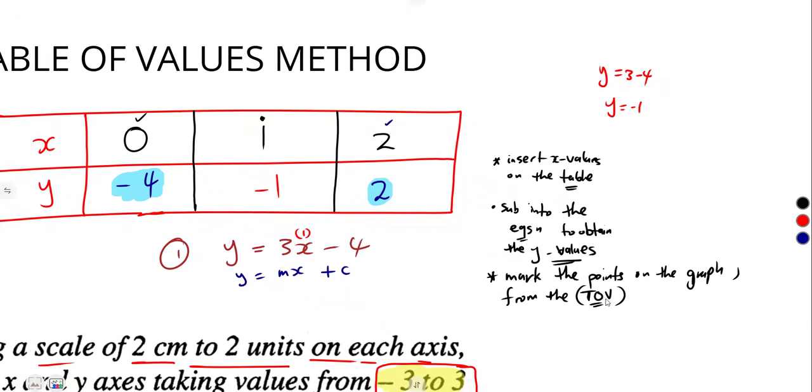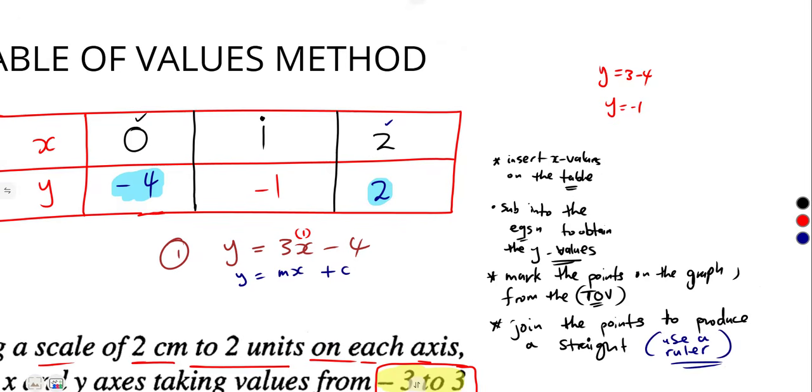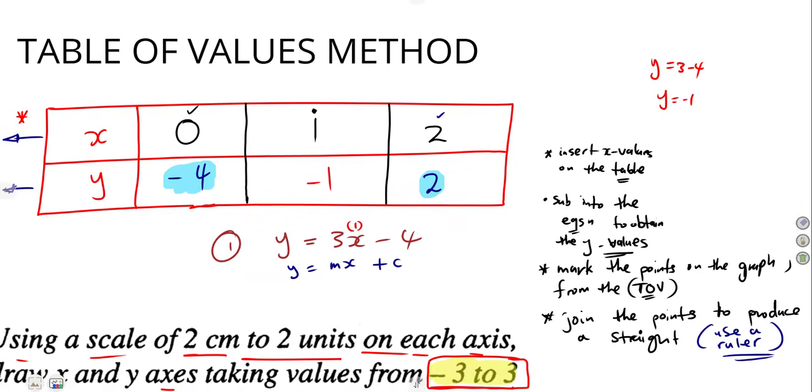From our table of values, we are going to mark these points on the graph, then join to produce a straight line. So join the points. That's the last part. You join the points to produce a straight line, by just joining these points. You must use a ruler to join those points. So that's basically what we're going to need. All right, so let us quickly do this.